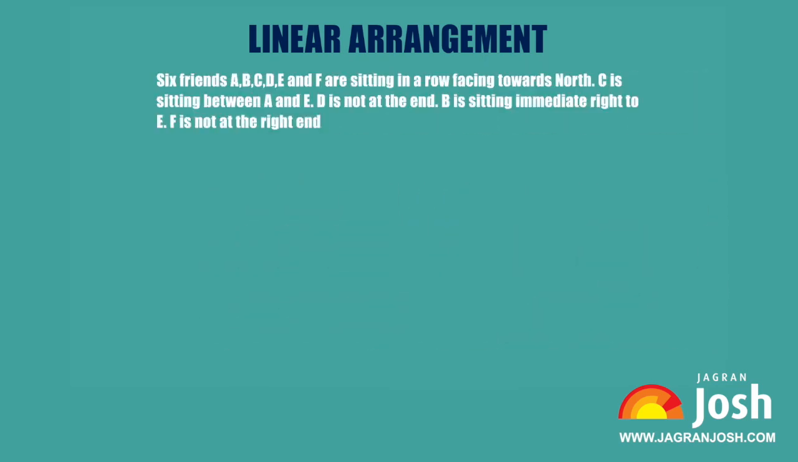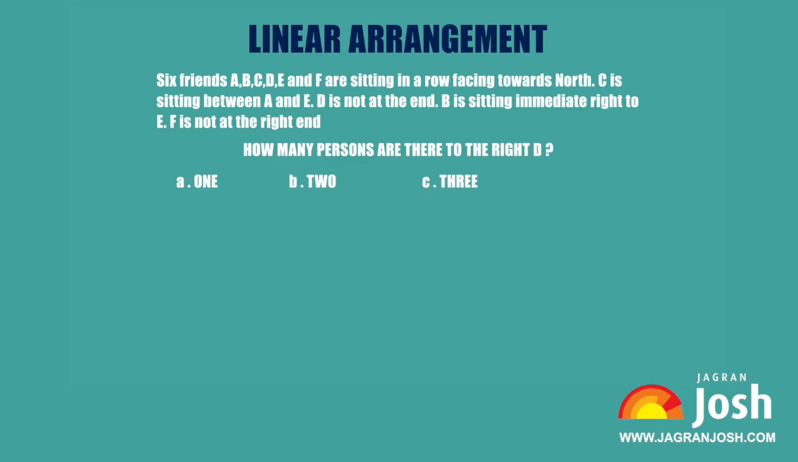Example. 6 friends A, B, C, D, E and F are sitting in a row facing towards north. C is sitting between A and E. D is not at the end. B is sitting immediate right to E. F is not at the right end. How many persons are there to the right of D? A 1, B 2, C 3, D 4.